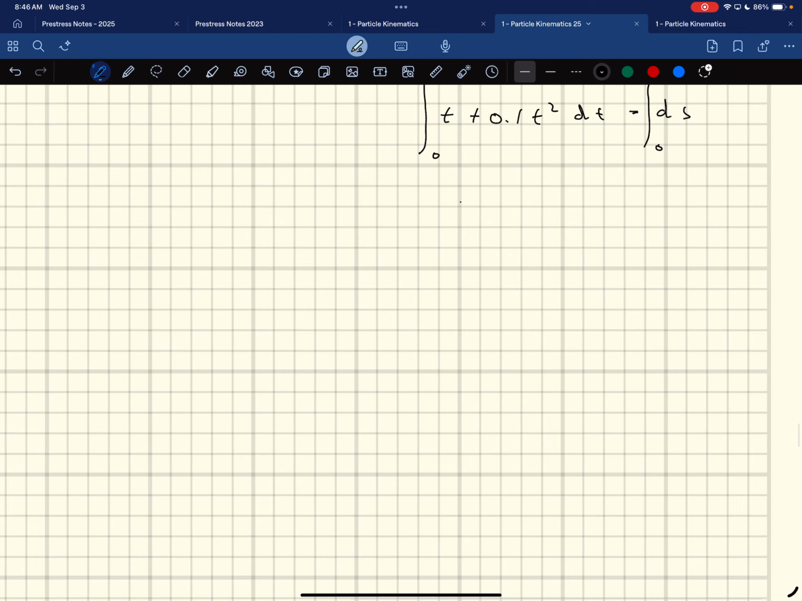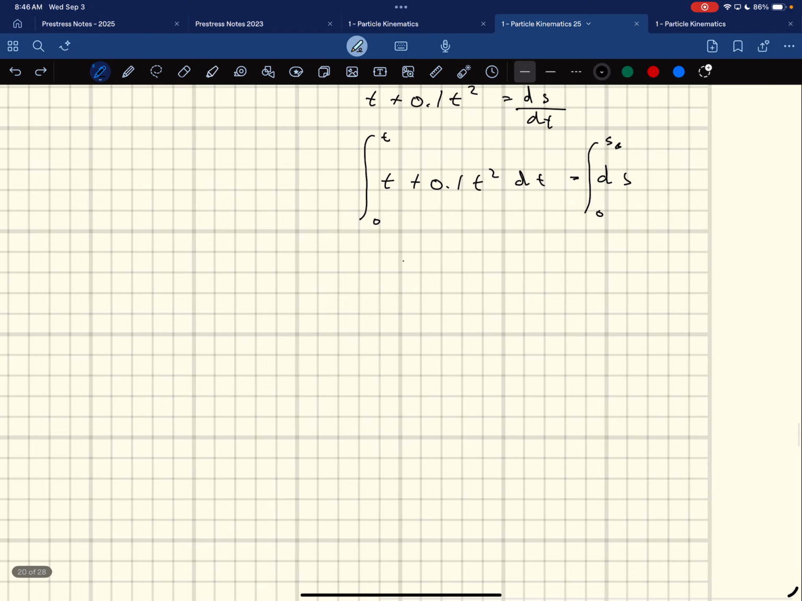SB, you can write down that SB. Actually, let's simplify this. When I carry out that integral right here, this is going to be t squared over 2 plus 0.1 t cubed over 3, and that's equal to SB. SB is equal to 200 plus the angle, pi over 2, multiplied by the radius, in this case 50. That should be 278.5. Okay, that's what my SB is. I take that SB and I put it in right there.